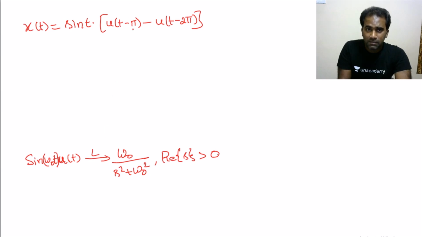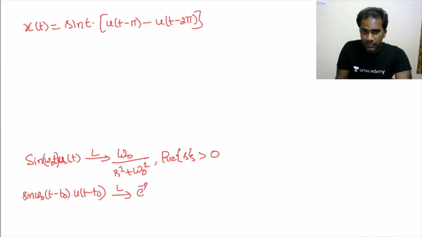But here some time shifting is also happening. If the time shifting is there in both the places, wherever t is there, if it is shifted by t naught seconds, then we can apply the time shifting property. If shifting is happening in only one place, then we cannot apply the time shifting property. Right? So the answer would be the same Laplace transform, but it is multiplied with e power minus s t naught.